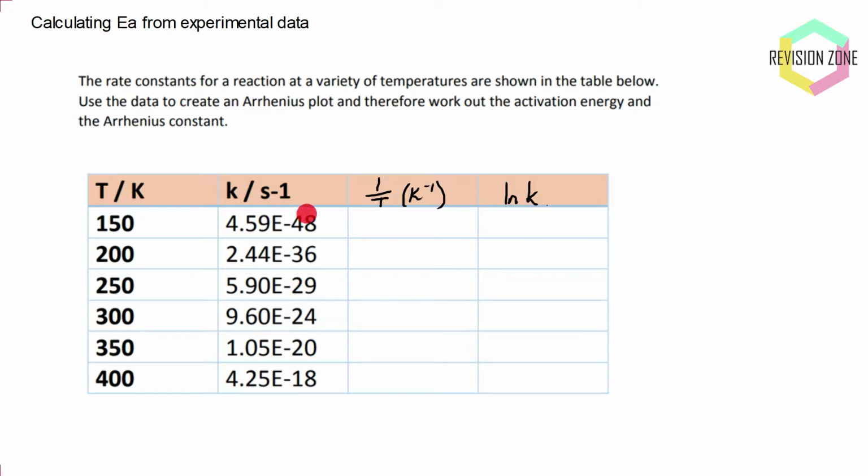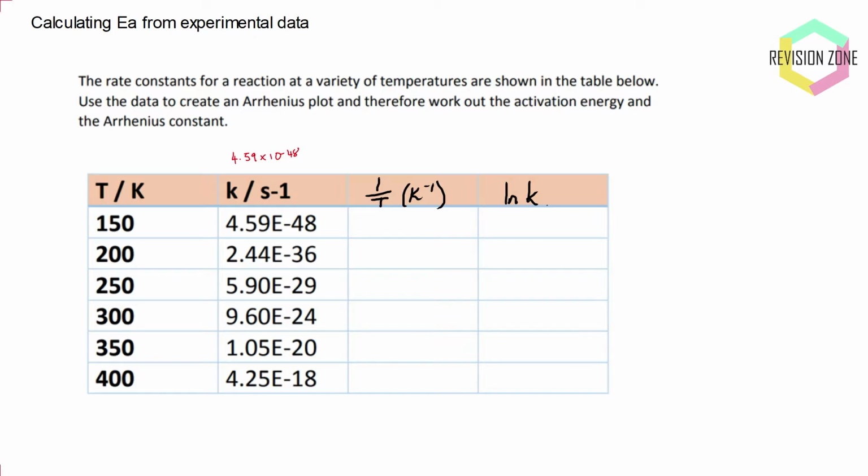You've got these values written in standard form. The E here is just a times 10. So, i.e., the first one would be 4.59 times 10 to the minus 48, for instance. So that's what that is representing, if you're wondering what that is.